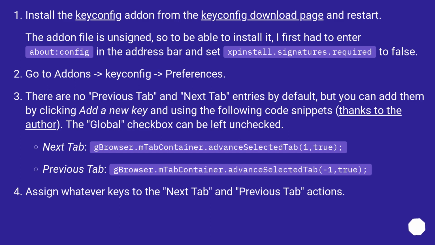Go to Add-ons > Keyconfig > Preferences. There are no previous tab and next tab entries by default, but you can add them by clicking Add a new key and using the following code snippets, thanks to the author. The global checkbox can be left unchecked.